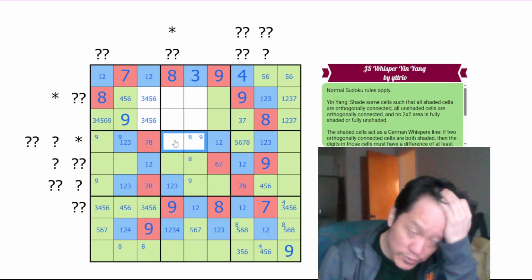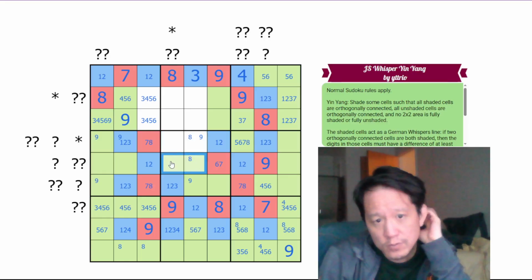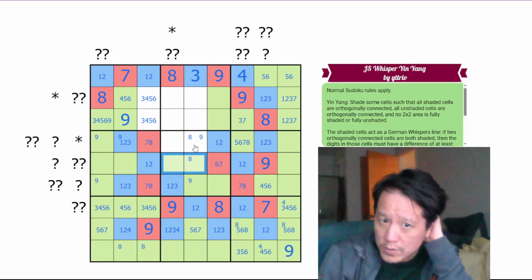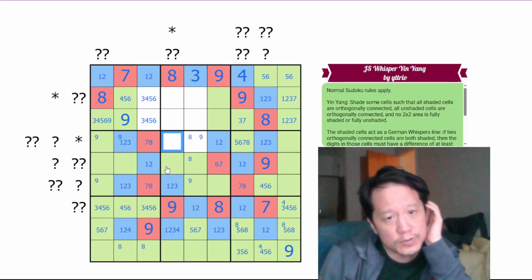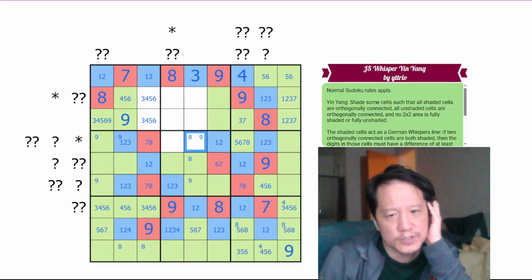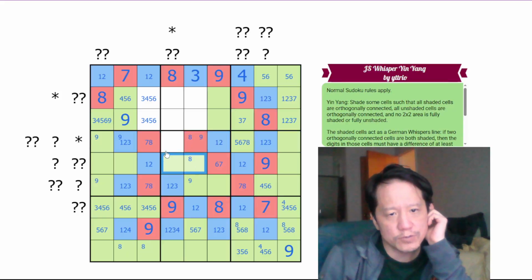One of these two must be shaded because we have two unshaded here. But it could be here or it could be here. We don't know. Oh, cannot be here because then this would be 4 because we already have 1, 2, 3 as a low. So this has to be high. It cannot be 9 because then this would be a 2-digit number. So this has to orthogonally connect. It must orthogonally connect out that way, then that way.